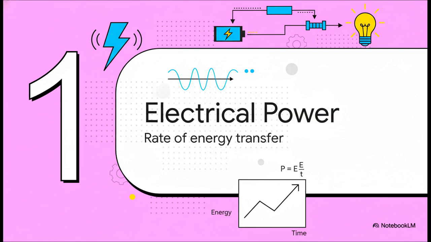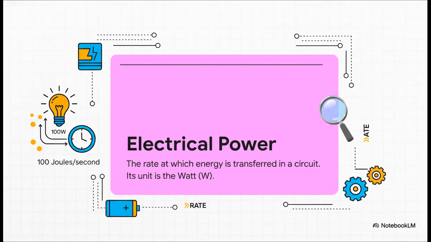Honestly, this is the foundation for pretty much everything else in this topic, so let's make sure we're crystal clear on what it actually is and, crucially, how we calculate it. So in simple terms, power just tells you how fast a device is using energy. Think about a 100-watt light bulb. What that really means is it's transferring 100 joules of electrical energy every single second. It's all about that rate of transfer.